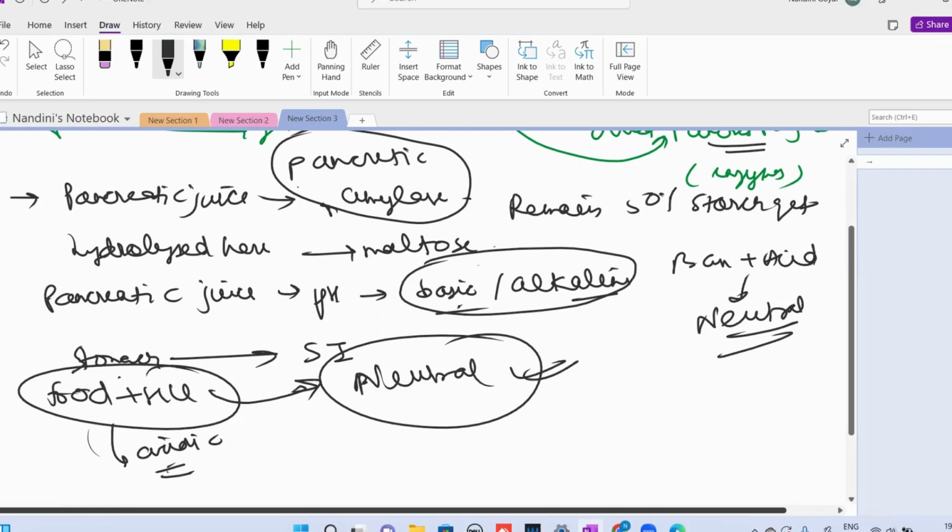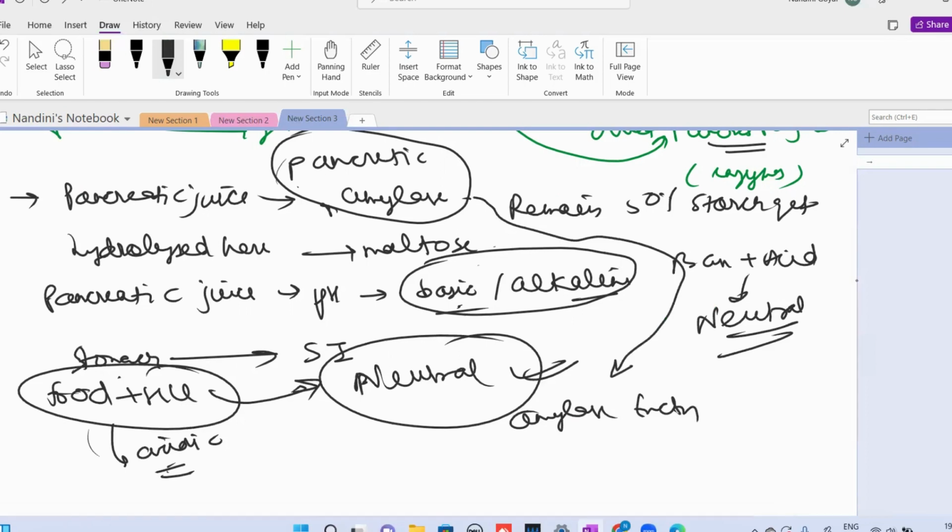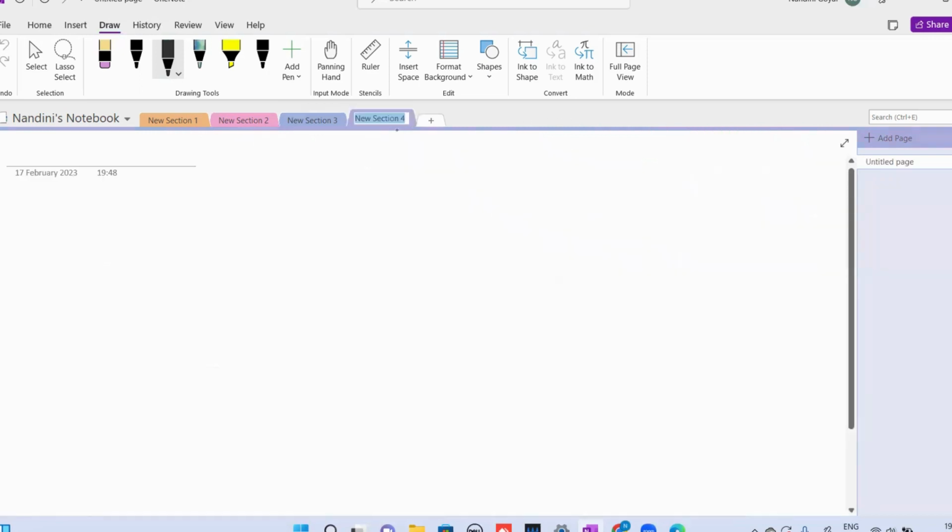At this neutral pH, amylase functions. So this amylase that is secreted by the pancreas functions at this neutral pH. That's why these pancreatic juices are basic, because they have to make neutral conditions so that amylase can work upon the starch. Can you relate this now? So the role of the small intestine has been completed.